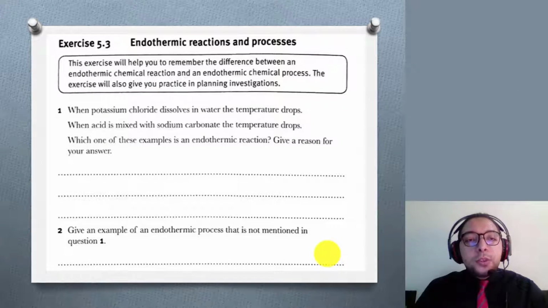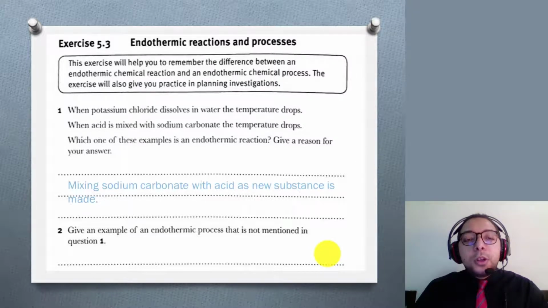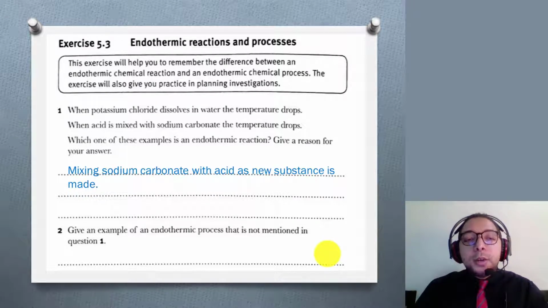Okay guys, for the first question: when potassium chloride dissolves in water, the temperature drops. When acid is mixed with sodium carbonate, the temperature drops. Which of these examples is an endothermic reaction? I want you to know that a reaction is something that produces a new substance, so you have a change in the substance. So the correct answer should be mixing sodium carbonate with acid, because it is going to lead to a new substance, so we can call it an endothermic reaction.